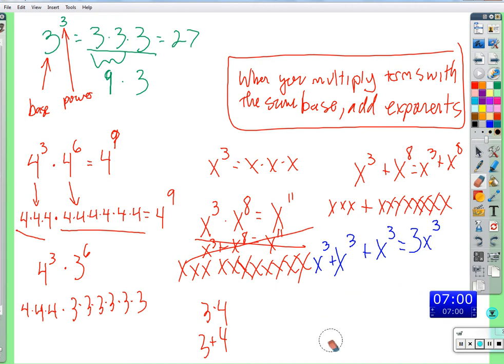So I think that on average, we're all at about a 3 as far as all the stuff that we put up on the board so far. That's what we discussed.